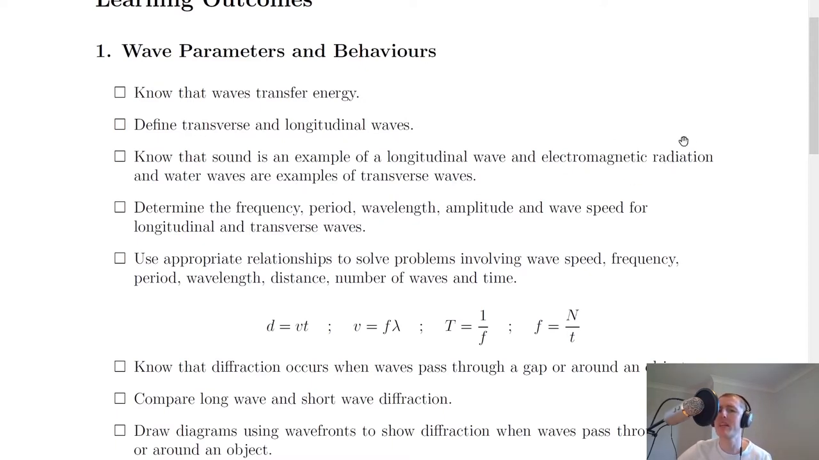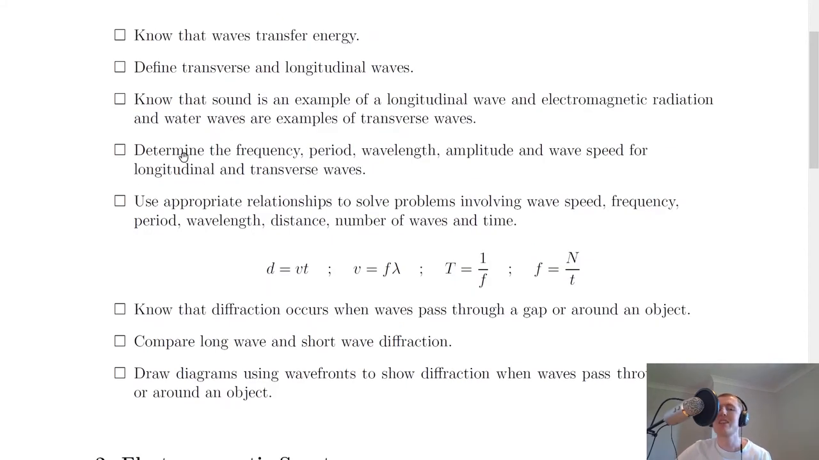So remember, electromagnetic radiation is all of your radiation, including radio waves, infrared, microwaves, and so on. You should also be able to determine the frequency, period, wavelength, amplitude, and wave speed for longitudinal and transverse waves. So quite often, wavelength and amplitude can be determined from a wave diagram that you're given, and frequency, period, and wave speed might be found from doing calculations using equations. And that takes us to the next statement.